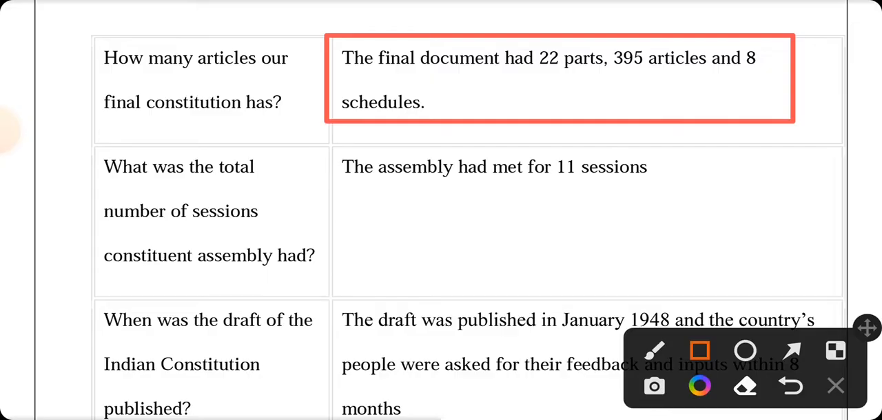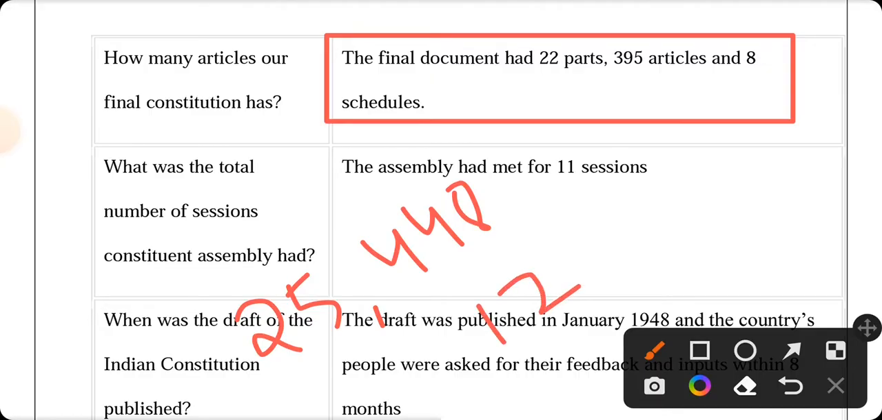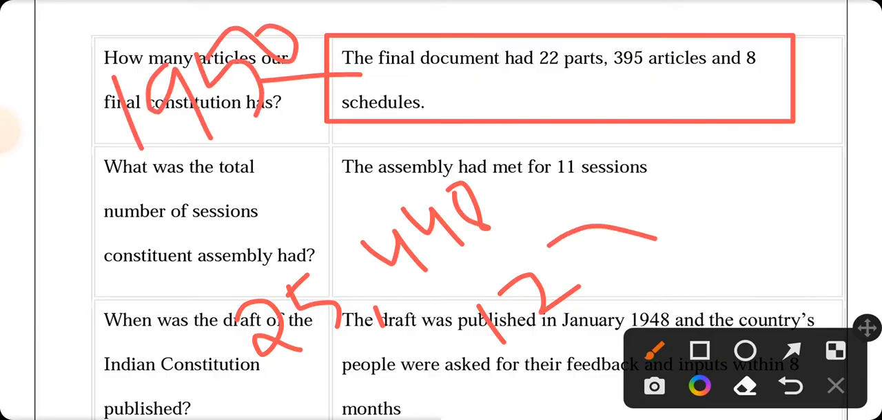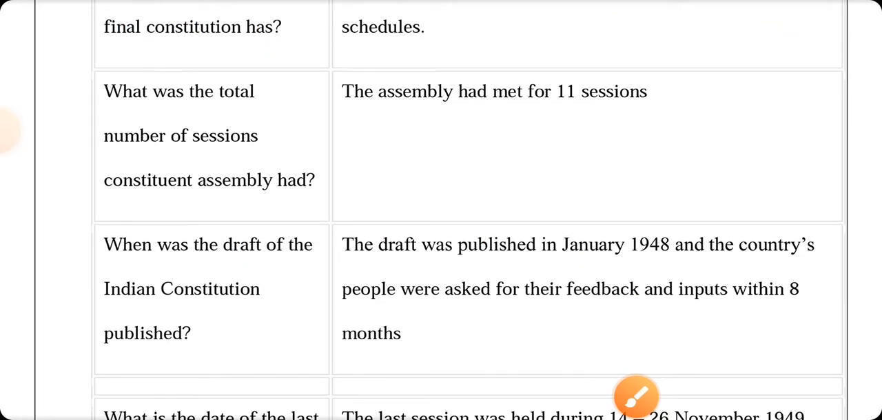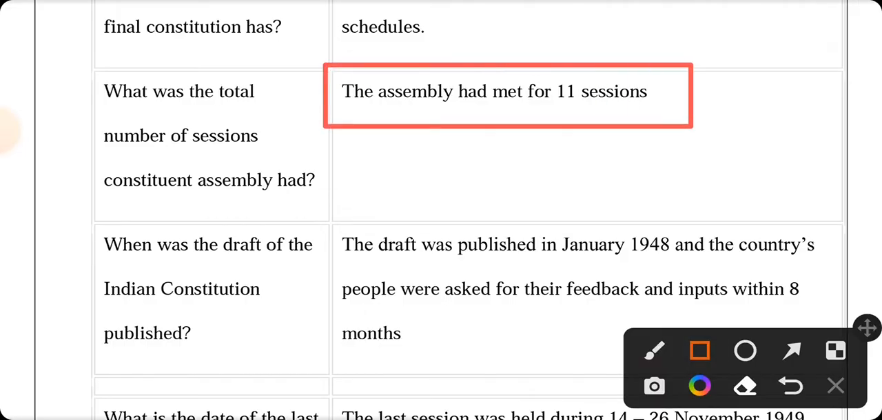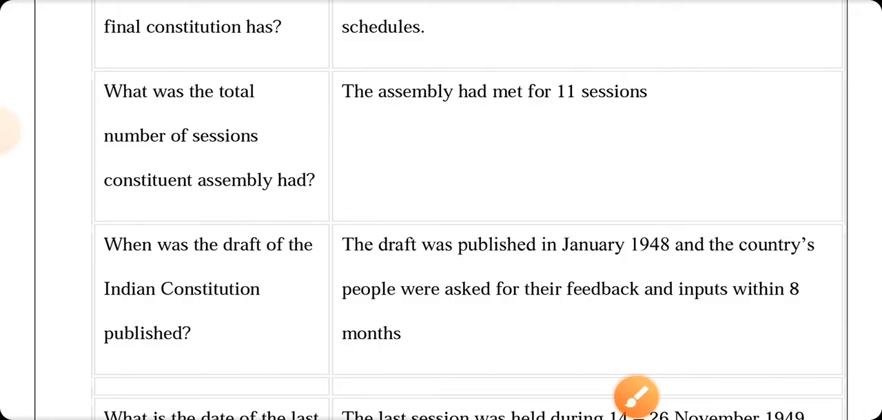Now, presently in 2022, we have around 25 parts, 448 articles and 12 schedules in the Constitution. Right, this was in 1950 and this was in 2022. Numbers have increased. The assembly met for how many sessions? Total 11 sessions in order to make the Constitution.